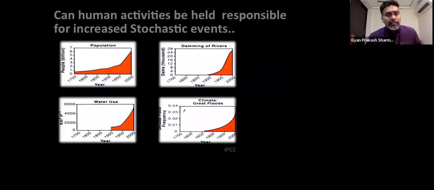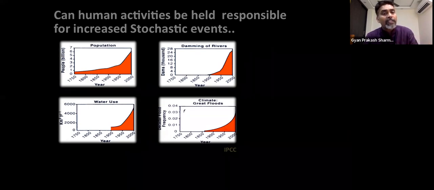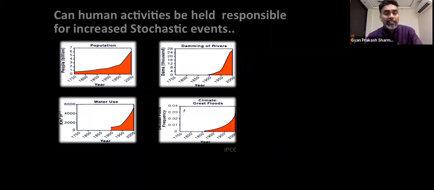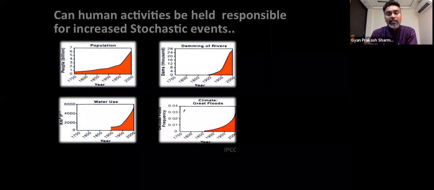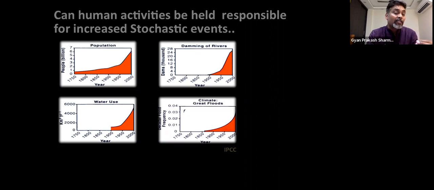And we understand that the stochasticity has increased tremendously, right? For example, the population has increased, the damming of rivers has increased, the water use has increased, the great floods have increased in the system. So this increase in the population and this increase in the system in terms of stochasticity has increased tremendously, right? But missing the stochastic events will lead you into something which will not fetch a lot of answers to your questions. So we really need to consider stochasticity in any of the management scenarios which we are working upon.